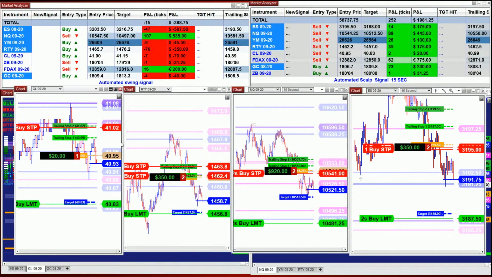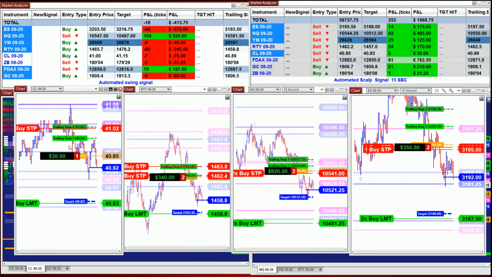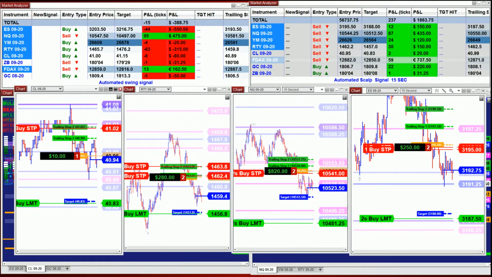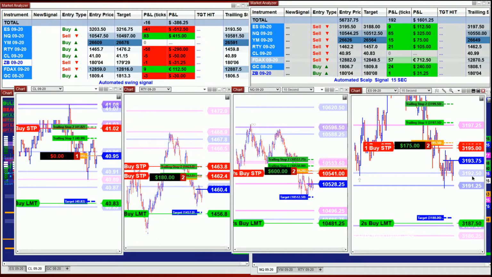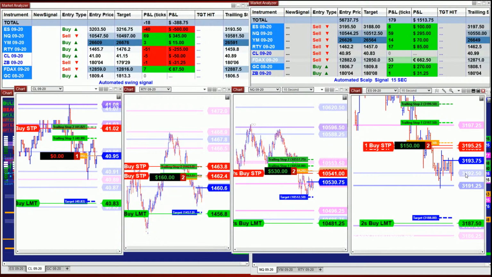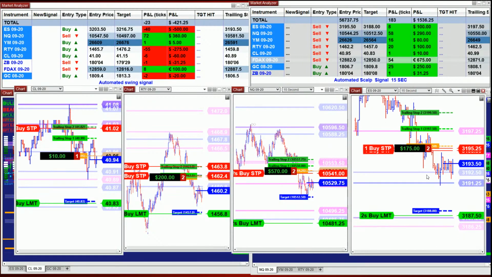As you see here on the CL, when it did pull back, it broke the first minor trailing stop, and this is the major resistance line at 41.12. So let's go back to the ES. On the ES, immediately you can see there is a struggle in the market.